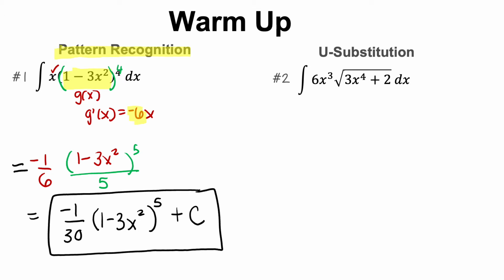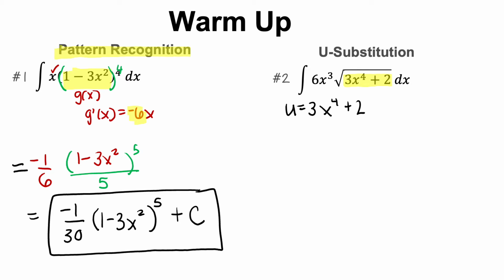So that was over the beginning of this chapter. We were looking at pattern recognition. We also talked about U substitution. So in number 2, if we wanted to integrate 6x cubed times the square root of 3x to the 4th plus 2 dx, remember you would start by choosing your U, and you're going to choose U by looking for the inside function of the more complicated piece. So I'm going to choose U as 3x to the 4th plus 2.